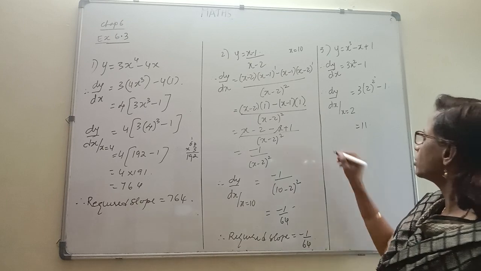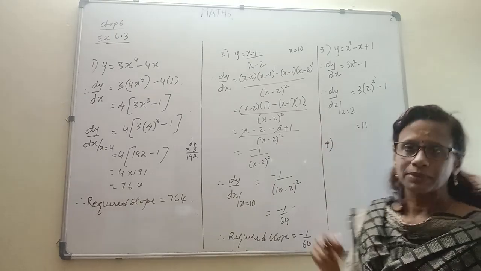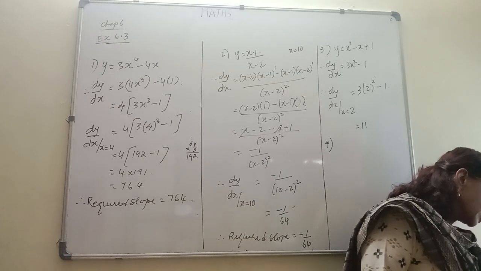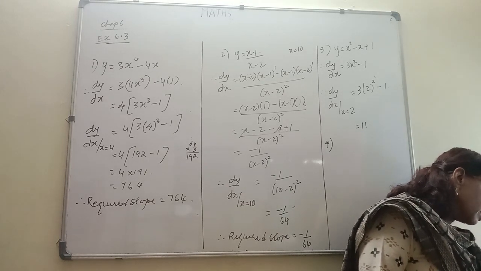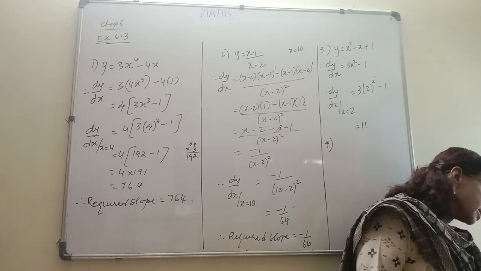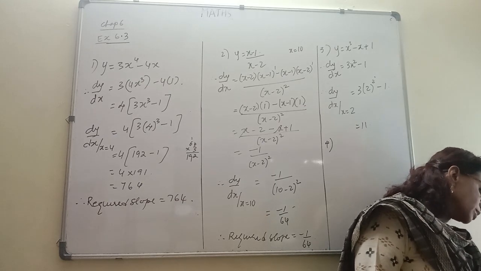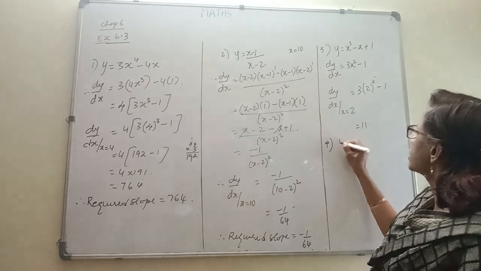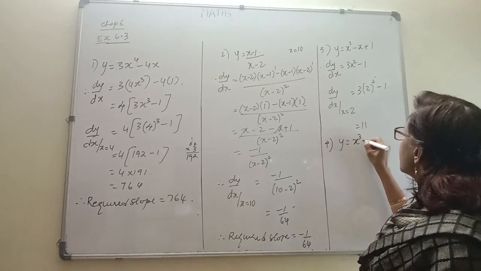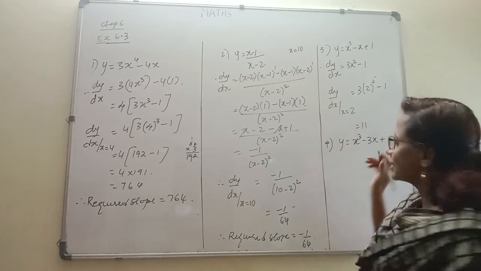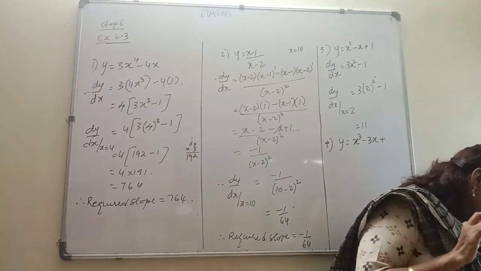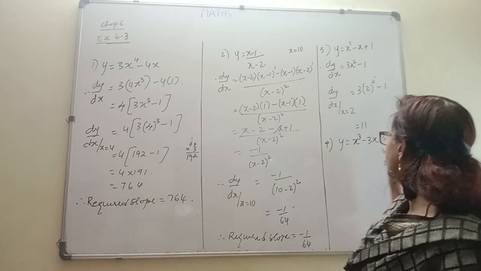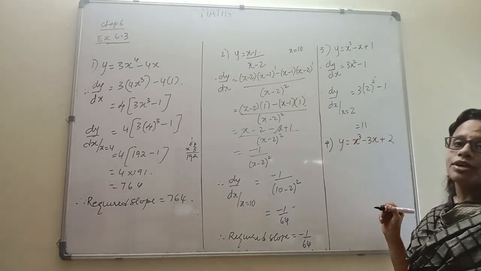Can we take the fourth one also? Let's take it if time permits. Let's take the fourth one. Find the slope of the tangent to the curve y equal to x cube minus 3x plus 2 at the point whose x coordinate is 3. Very identical to this, only a little bit of change. So they say y equal to x cube minus 3x plus 2, and they say that the x coordinate is 3.